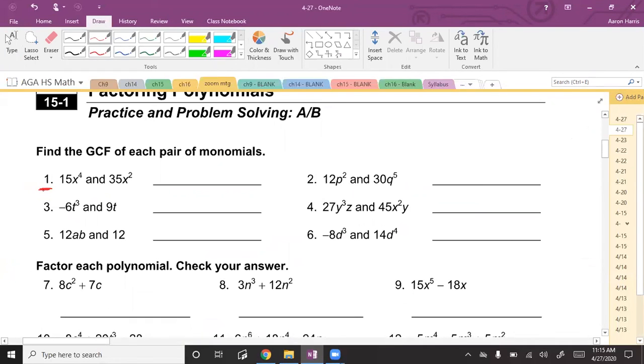All right. So we got 15 and 35. So how do I find the GCF of 15 and 35? 5. It's going to be 5. Does 15 go into 35? No. So we have to factor it. And when we factor it, we find that 5 is the biggest number that goes into 15 and 35, correct? Yes. Awesome. What about x to the 4th and x squared?